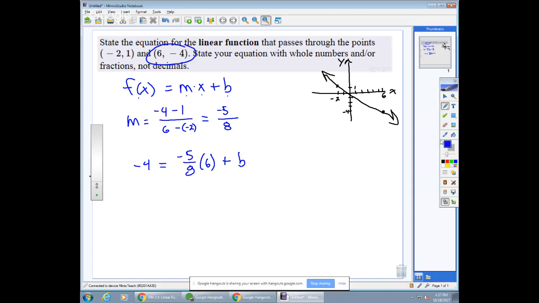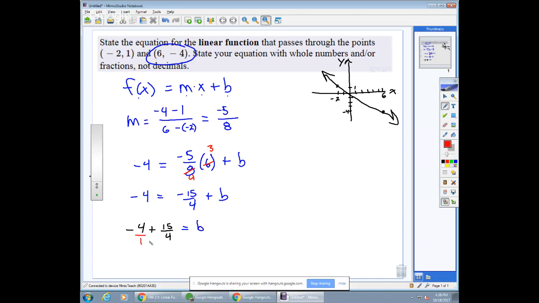So I just clean this up a little bit. 2 goes into 8 4 times and 6 3 times. 3 times 5 is 15. So that gives me -4 equals -15/4 plus b. And then I'm ready to add this to the other side. So -4 plus 15/4. I'm going to need a common denominator here to add those. Again, b is on the other side. Let's not forget that.